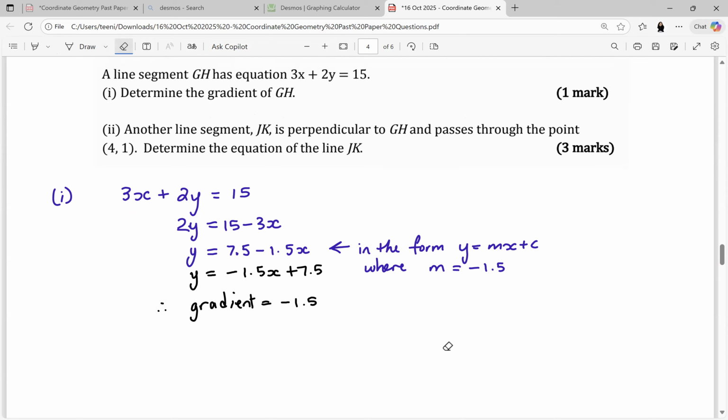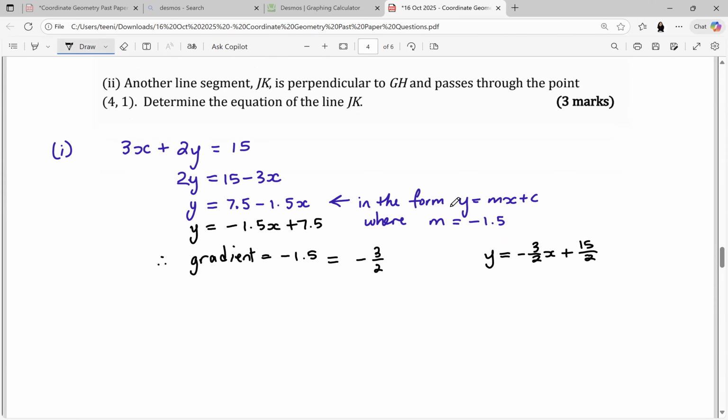It's no problem. We could do it very easily. We could write negative 1.5 as a fraction, which is negative 3 over 2. It's no big deal. And if we wrote the equation with fractions instead, it would have been y equals negative 3 over 2 x plus 15 over 2. No big deal. So since the line segment JK is perpendicular to GH, the gradient of JK will be the negative reciprocal of negative 3 over 2.